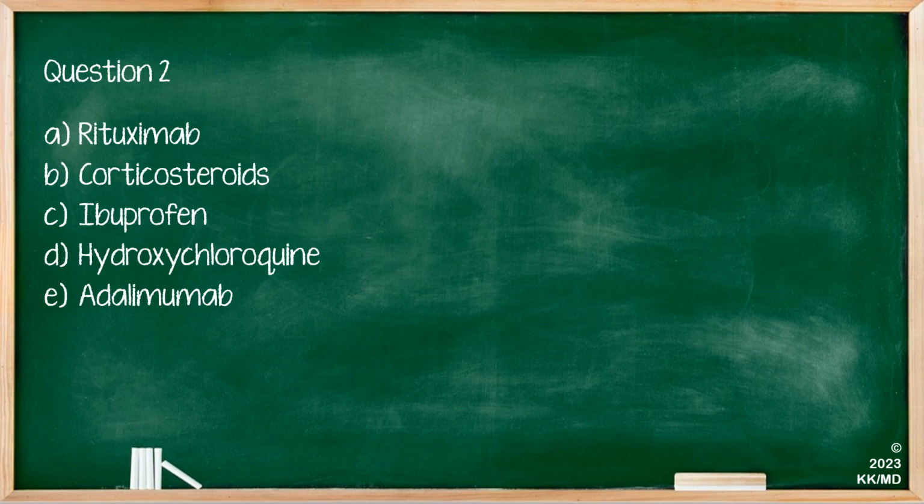hydroxychloroquine, E, adalimumab. And if you recall, you will realize that at least two of these options are used in management of polymyositis, and those are corticosteroids and rituximab. However, we do use corticosteroid as a first-line treatment for this condition, which is what the question is asking you. And in refractory cases only, we will be using rituximab.